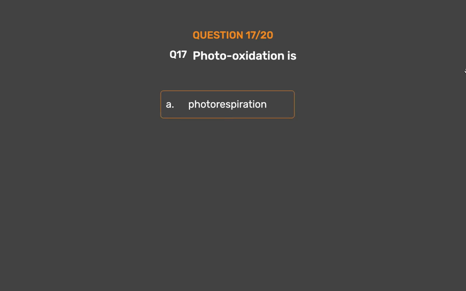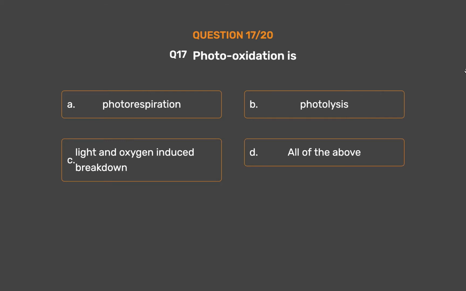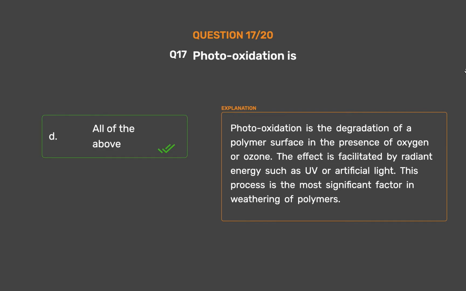Photo-oxidation is option A. Photorespiration. Option B. Photolysis. Option C. Light and oxygen-induced breakdown. Option D. All of the above. The correct answer is option D. All of the above. Photo-oxidation is the degradation of a polymer surface in the presence of oxygen or ozone. The effect is facilitated by radiant energy such as UV or artificial light. This process is the most significant factor in weathering of polymers.